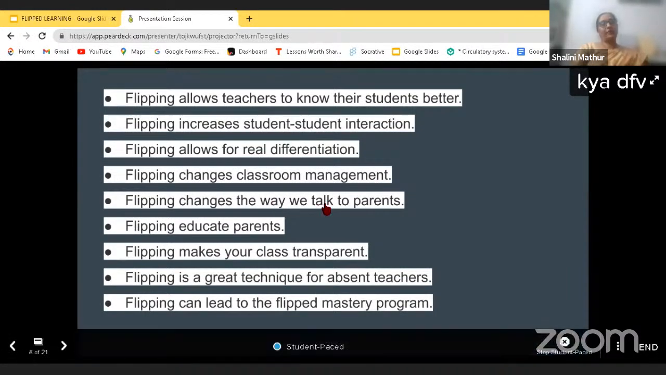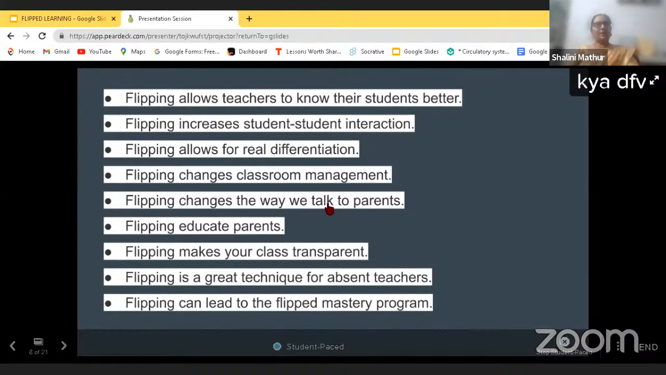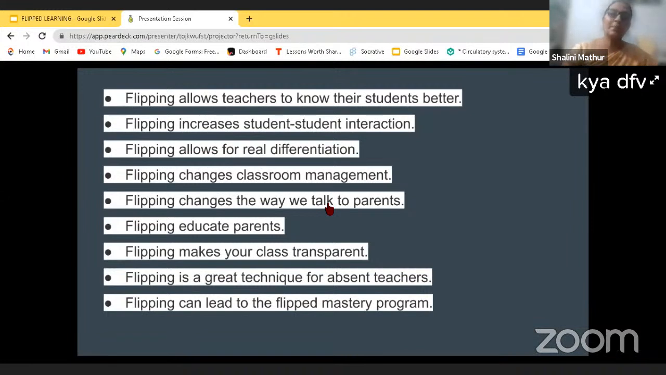Flipping changes the way we talk to the parents, because most of the time in the traditional classroom, the parents come and say, "Ma'am, we don't know what is happening in class, we don't know what the child studies, ma'am, what was taught, my child did not understand." I think all of us go through these same types of complaints and feedback.